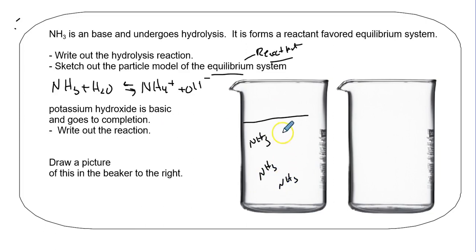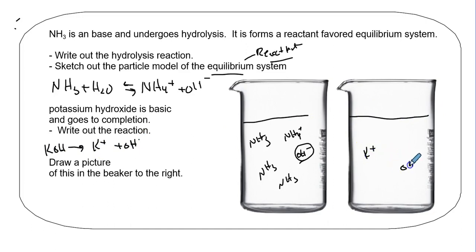And then we will draw an NH4 plus and an OH negative. Keep in mind, this is the thing that actually makes a base. Potassium hydroxide goes to completion. So this is your dissolving one. KOH goes to K plus OH negative, which we just briefly talked about initially. This is just going to be K plus OH negative, K plus OH negative. Did that one.